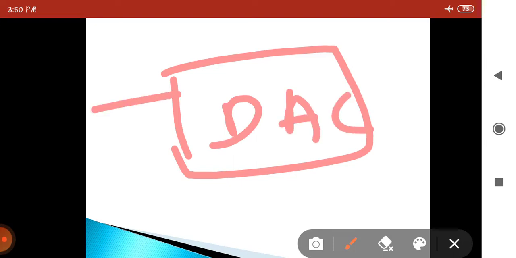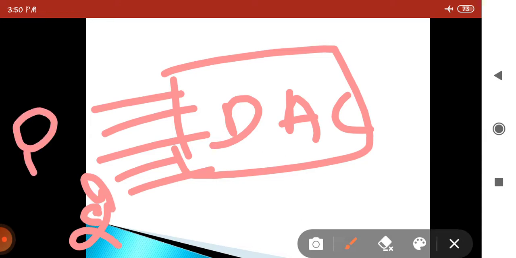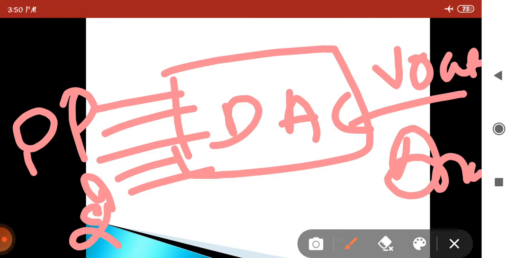It has n inputs, 2 raised to n, given to it. We are getting V out. It is analog. Yes, this is the analog output.